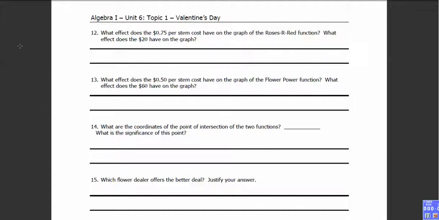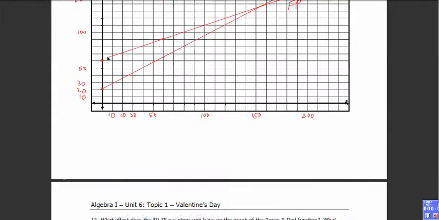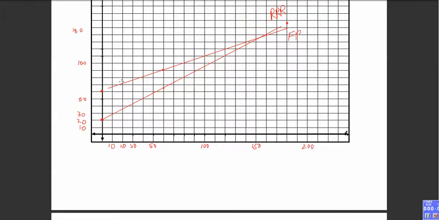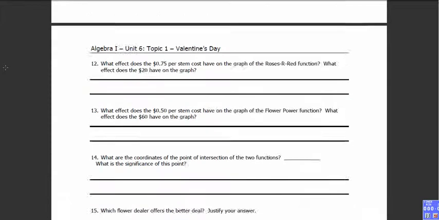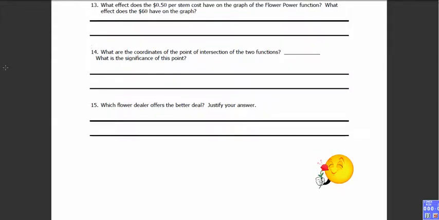Then the same questions for the flower power. What effect does the 0.5 stem have? Well, that's why it's not as steep, because you've got this going right here. And so the 0.5 is not as steep as the 0.75. You can see that that's the slope, right? And then the second question asked down there was, what did the 60 do? Well, that is your y-intercept, right? Because that's how much you pay even if you don't get any roses. That's the down payment.